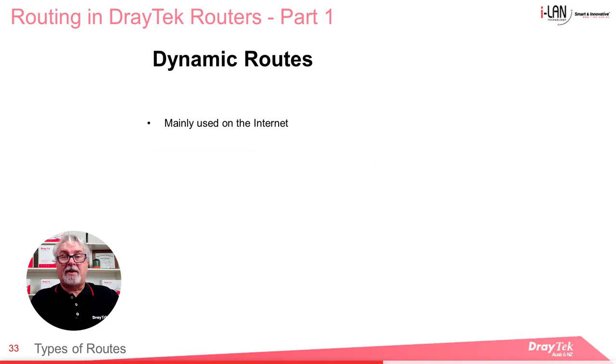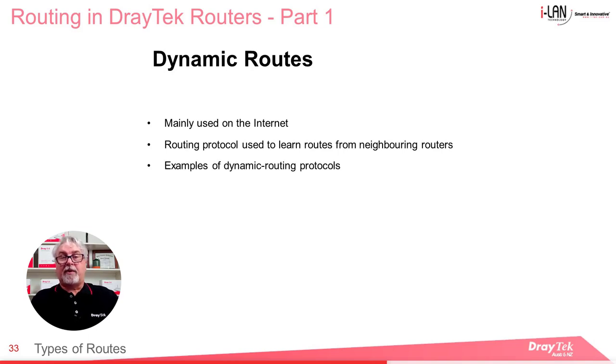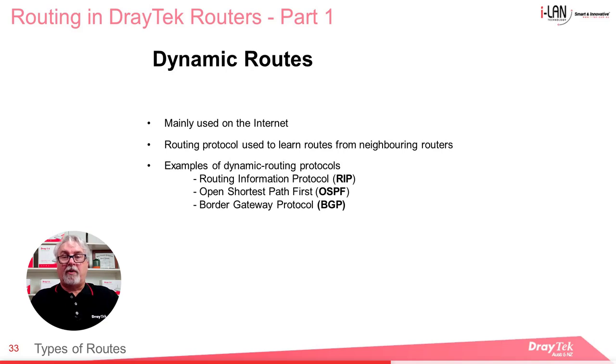Dynamic routes dominate the internet and are routes that a router learns by using a routing protocol. The router learns the routes from neighboring routers running the same routing protocols. Examples of dynamic routing protocols and algorithms include Routing Information Protocol, RIP, Open Shortest Path First, OSPF, Border Gateway Protocol, BGP, and Enhanced Interior Gateway Routing Protocol, EIGRP.